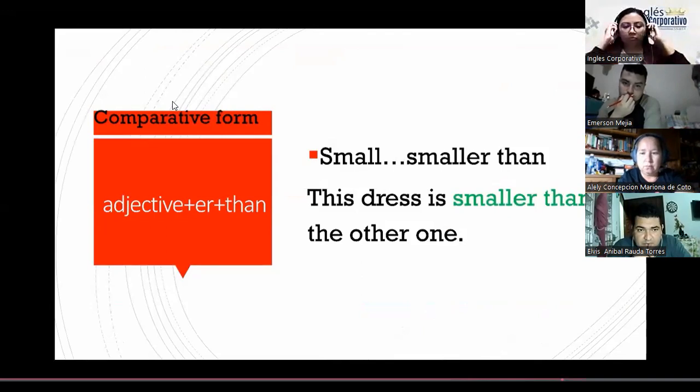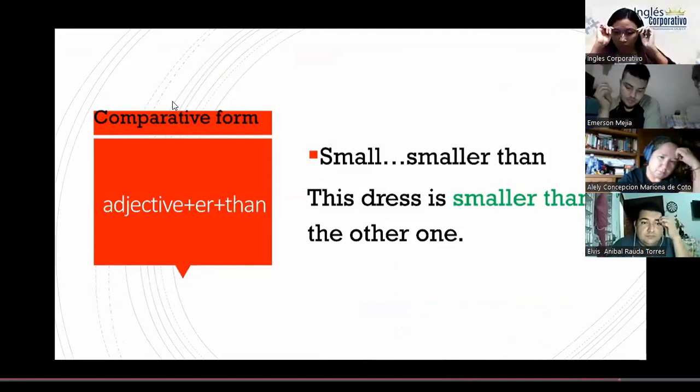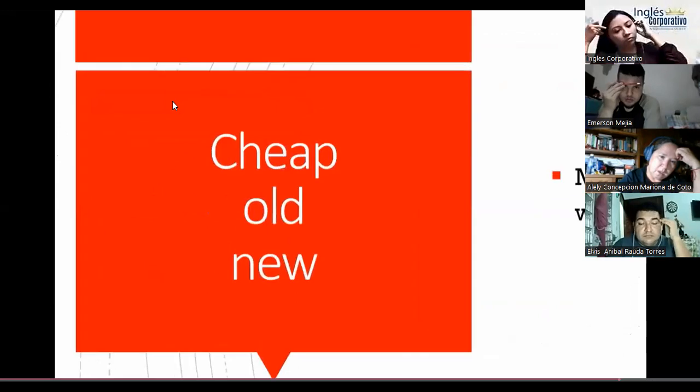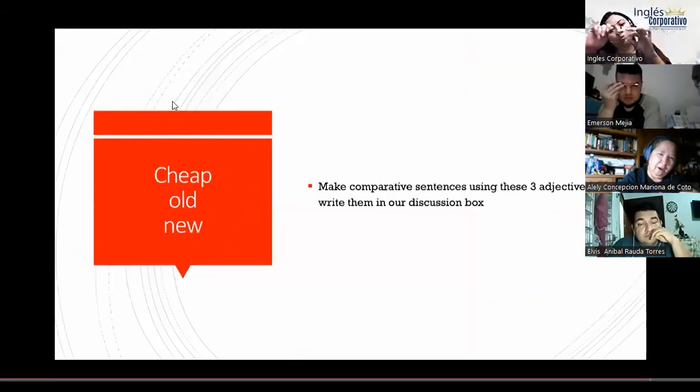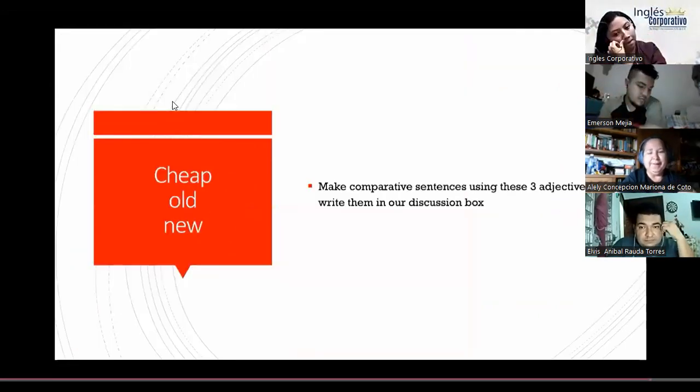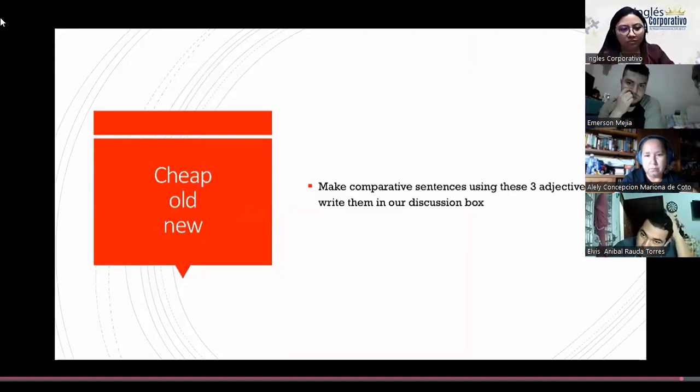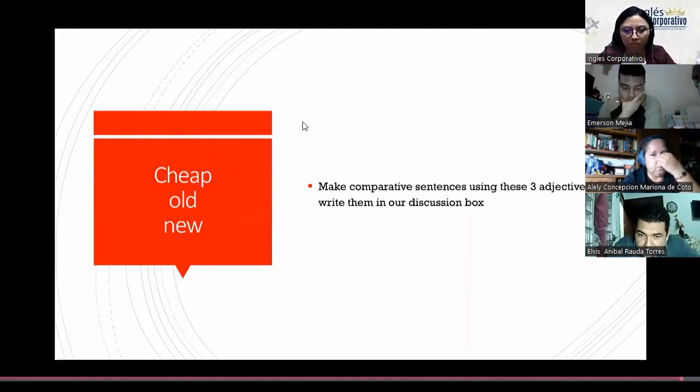I recommend for you to study the adjectives in English in its comparative form, so you're able to compare anything you want. I also want you to work with this. Cheap, old, and new. These are adjectives. Find out its comparative form and make comparative sentences using these three adjectives. Write them down in a discussion box. Okay. Then we're going to do that exercise.